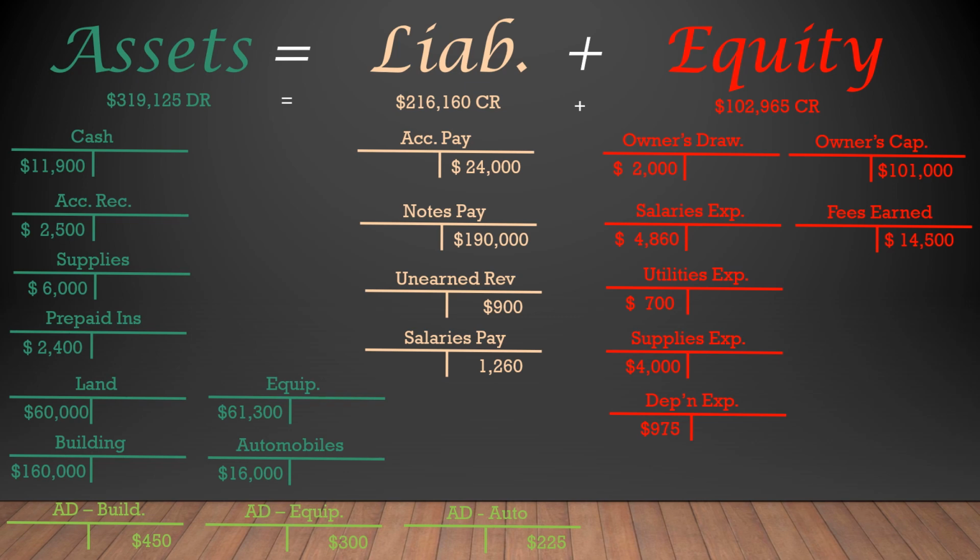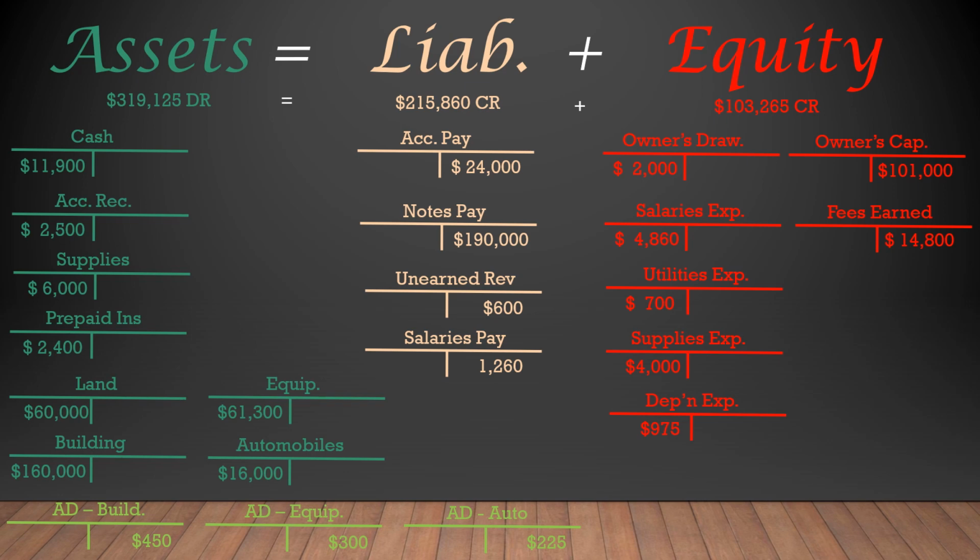Then we have our adjustment for unearned revenue. Recall that we earned $300 of that advance payment, so we'll debit unearned revenue and credit fees earned, both for $300.